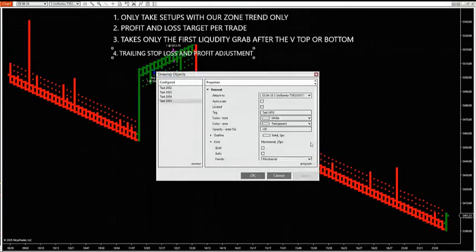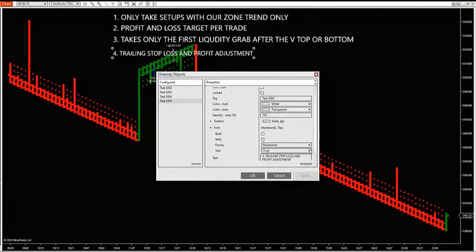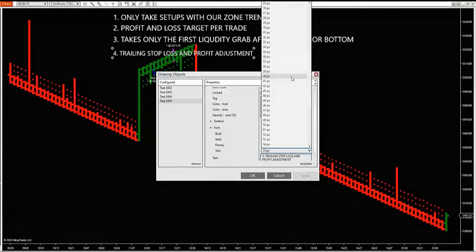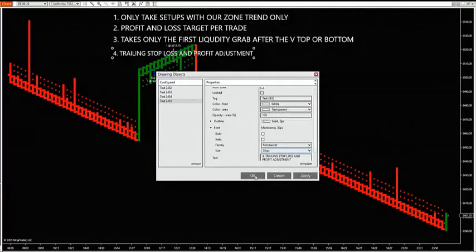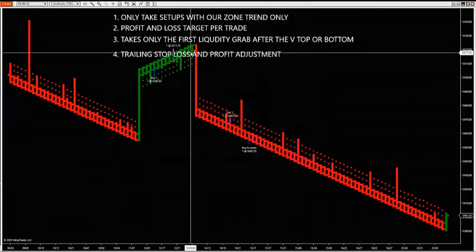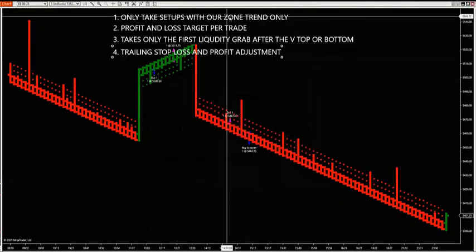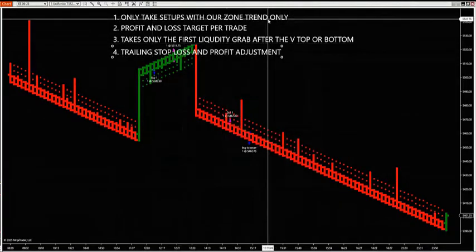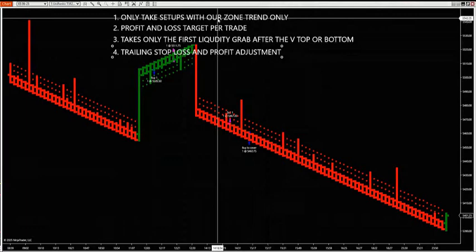And this does the same thing. So these are the four major upgrades that we have for the system. We have, it only takes setups with our trend zone only. If our trend zone's green, it's only going to take buy setups. If our trend zone's red, it's going to take sell setups.